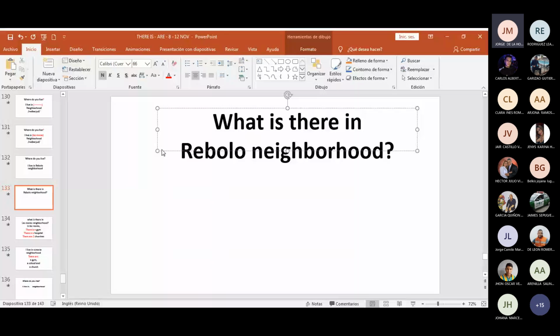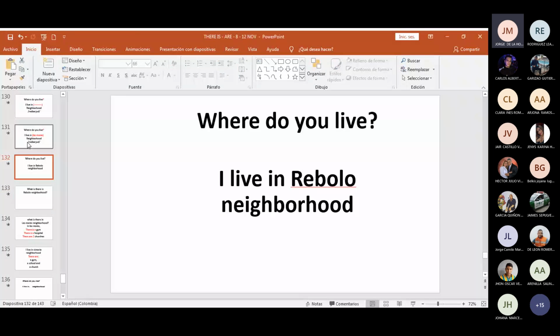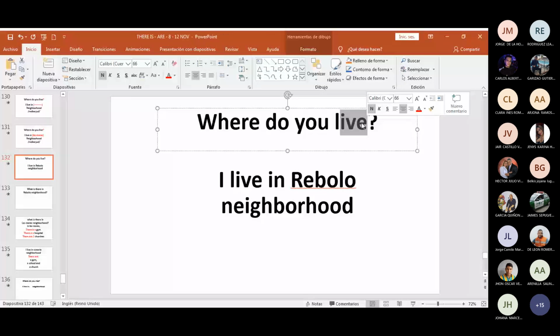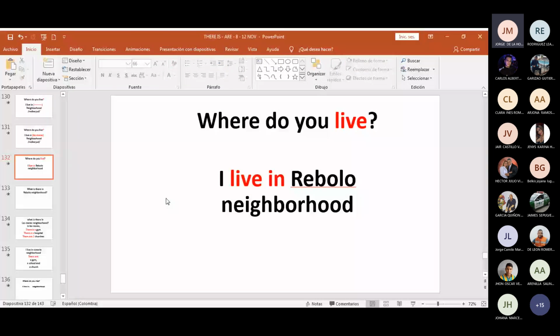Okay, student, and then you can continue giving information about your neighborhood. Usted da información acerca de su barrio. Remember, where do you live? ¿Dónde vives tú? So you are going to say, I live in Rebolo neighborhood. Remember that is the question. Where do you live? I live in Rebolo neighborhood.